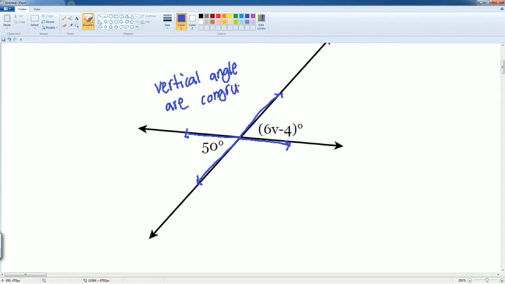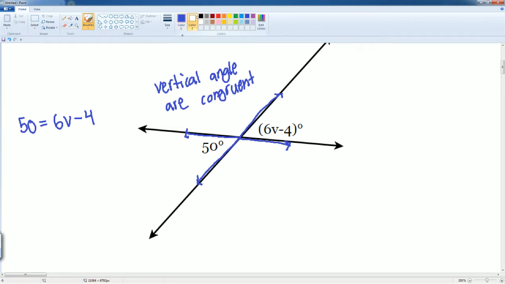Because they are congruent, we are allowed to set up this equation. 50 is going to be equal to 6v minus 4, because these two angles are the same. That's the reason why we can set them equal to each other.